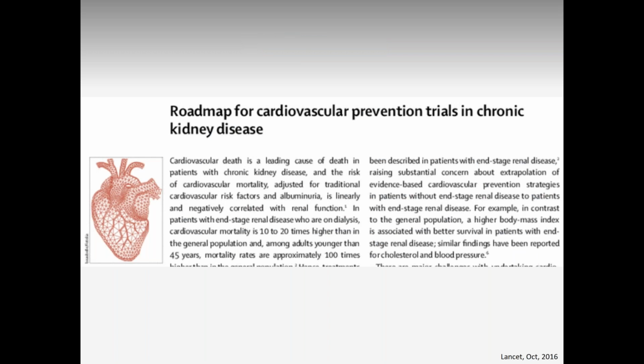What's really been evident over the last 20 years is that cardiovascular disease is the most common cause of death among dialysis patients and those with chronic kidney disease. We've really been thinking about cardiovascular mortality overall and trying to adjust for traditional risk factors and albuminuria. But what we found in dialysis patients is that the risk of mortality is about 10 to 20 times greater than the general population and almost 100 times greater than those who are young adults. The difficulty is that how we classify cardiovascular disease remains an issue, and as nephrologists, we may not think about it as just atherosclerotic disease.